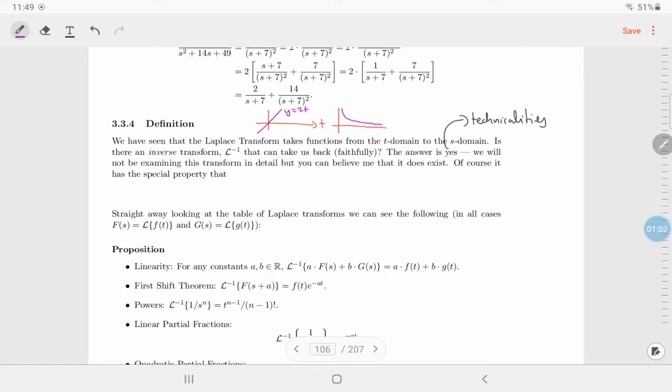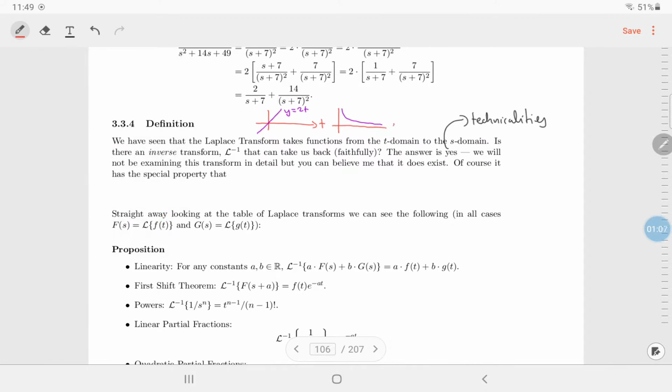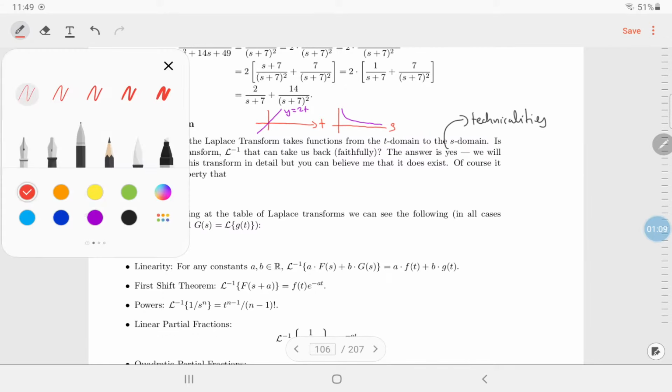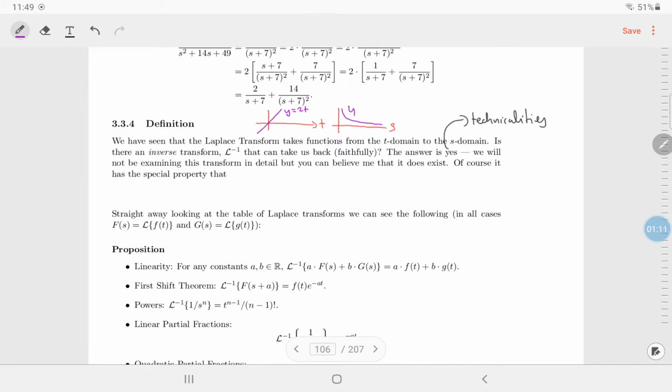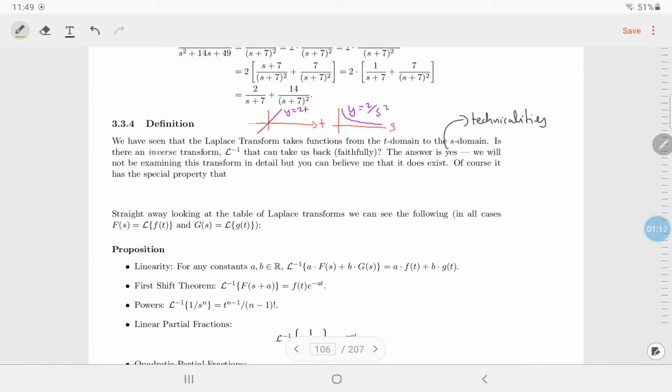And then, so this is a function of s. And maybe we'll just write down y equal to 2 over s squared. And then when you send back, you don't get exactly 2t, you get 0 on negative times, and then it's equal to 2t. So it's not a perfect inverse is what I'm saying.